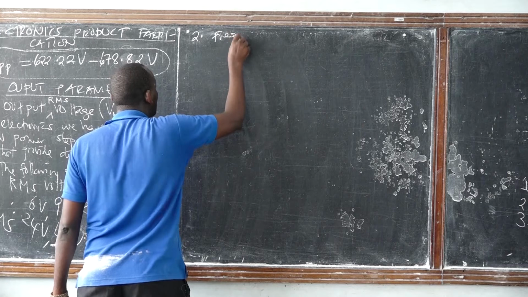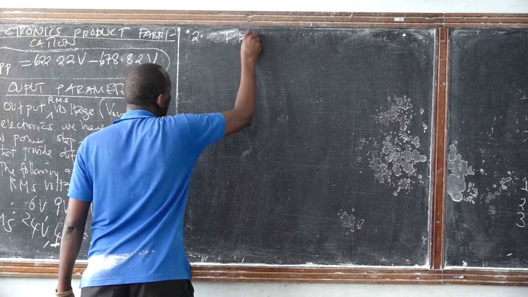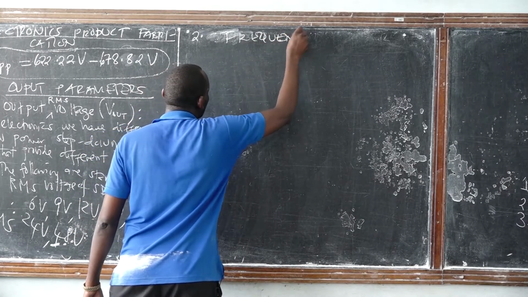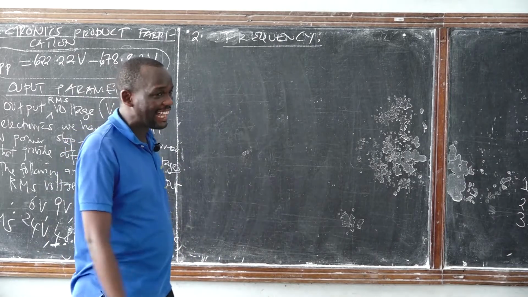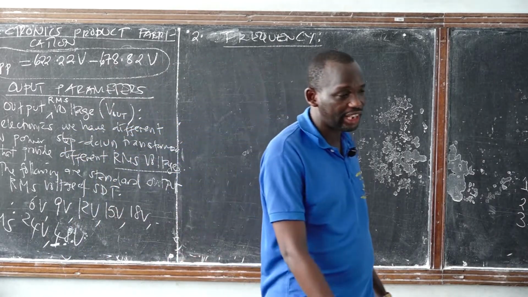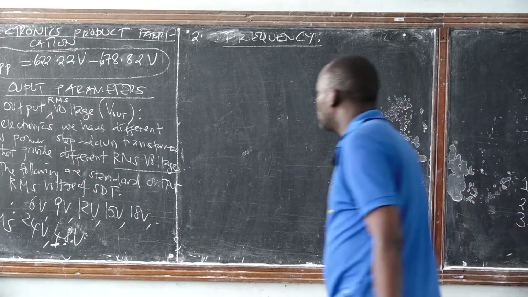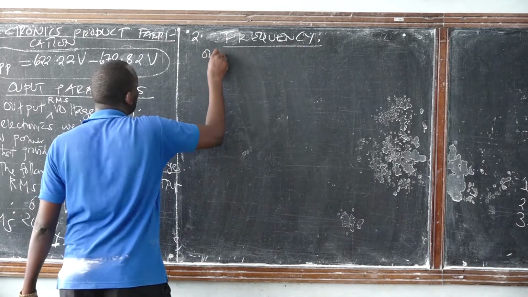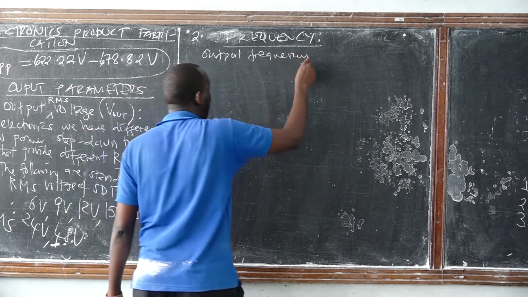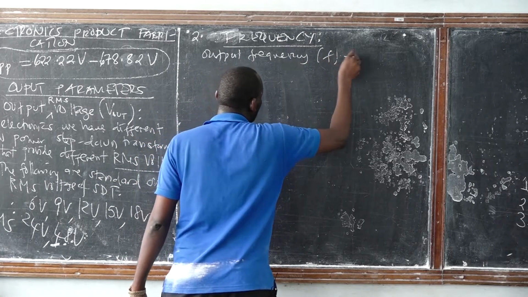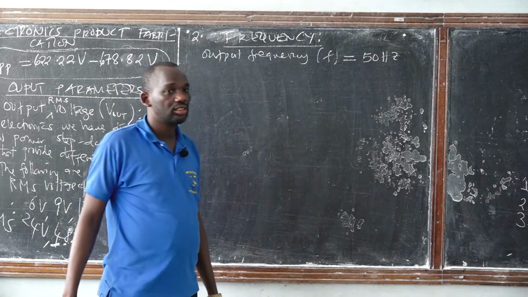Frequency. If you just want to discuss according to what we have discussed in input, the transformer has nothing to do to alter the frequency of the alternating signal fed into it. So the output frequency, which is f, is still equal to 50 hertz.